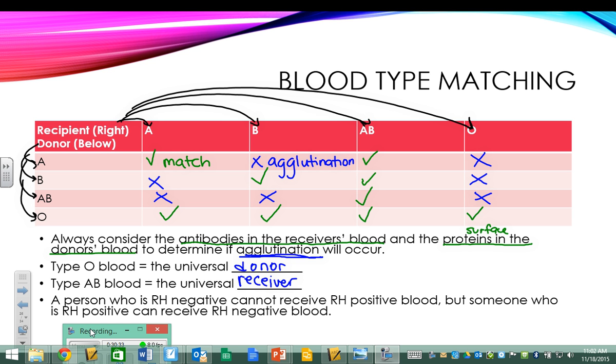And then if we wanted to include the positive and the negative in this, I didn't because it would have made the chart really, really big. A person who is Rh negative cannot receive Rh positive blood. And that's the thing you have to remember. Positive cannot donate to negative, but the other way around is possible. So realistically, the universal donor would be O negative, and the universal receiver would be AB positive. Because AB positive really has no blood antibodies, and O negative has really no blood antigens.